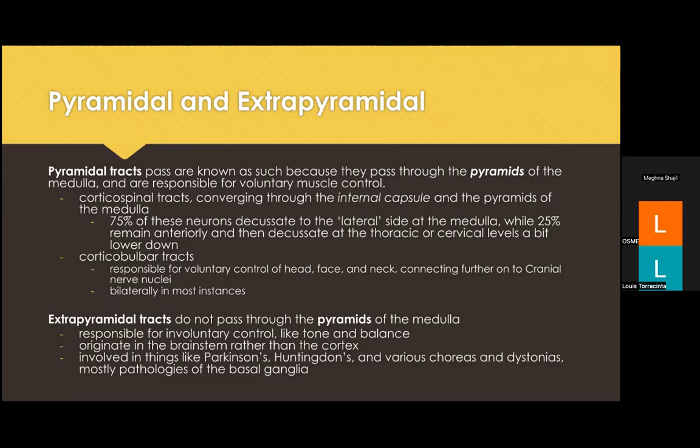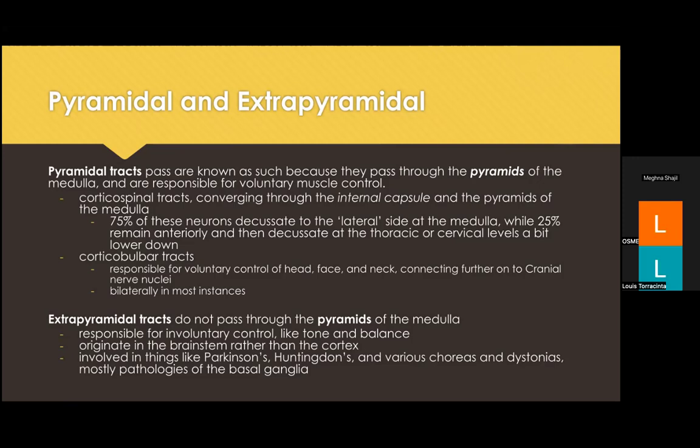Whereas the extrapyramidal tracts don't pass through the pyramids in the medulla, and those are more involved with involuntary control, like tone and balance and coordination of movements. And these originate in the brainstem, and the pathology involved is things like Parkinson's, Huntington's, choreas, dystonias.